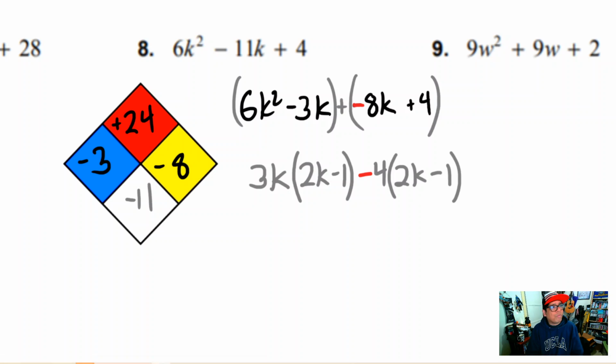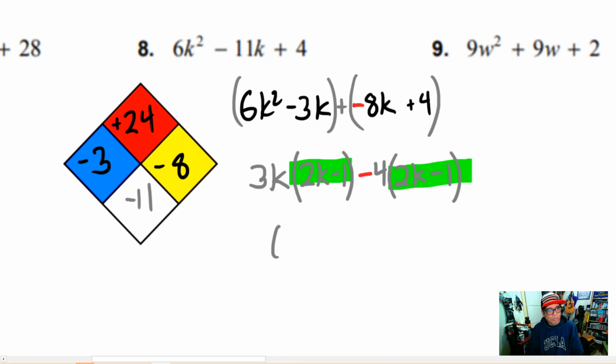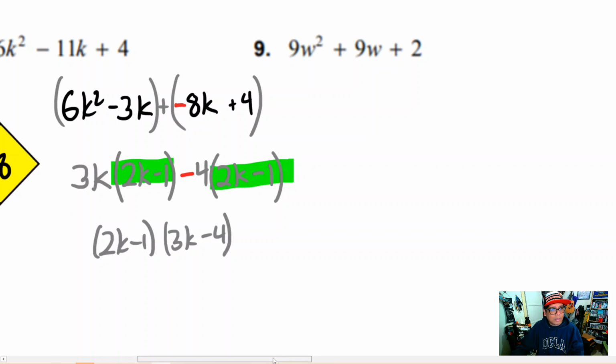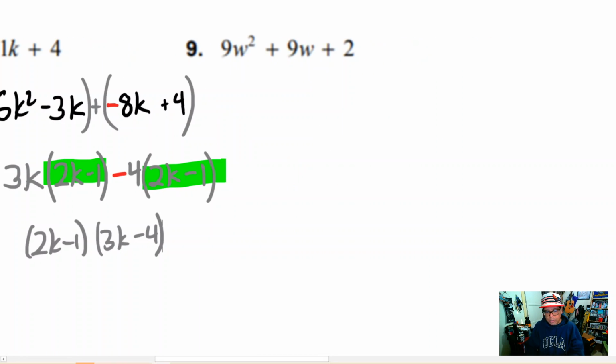And now, hopefully you see this. They both have a 2k minus 1, so we'll put a 2k minus 1. The thing that's left over here is a 3k minus 4. So that was more of the advanced ones. Hopefully we can get another one, and I think so with number 9. Let's try number 9, another advanced one.